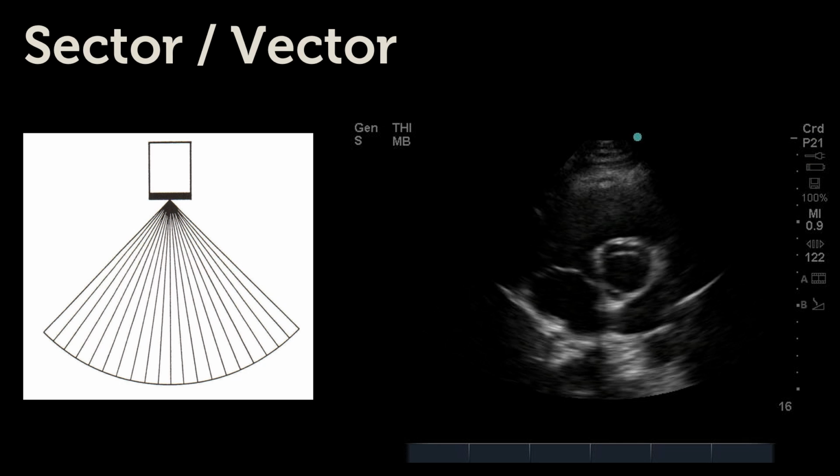The sector or vector phased array is similar with less crystals and a smaller footprint. This transducer is designed to fit in tight spaces, such as in between ribs, scanning the heart, lungs, abdomen, and even some obstetric and gynecological applications. This image to the right is a parasternal short axis view of the heart, showing the aortic root in the middle of the image.